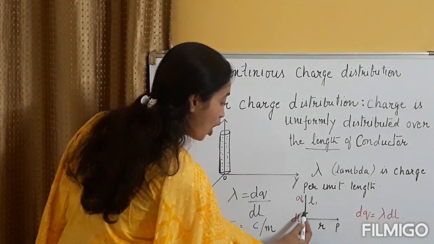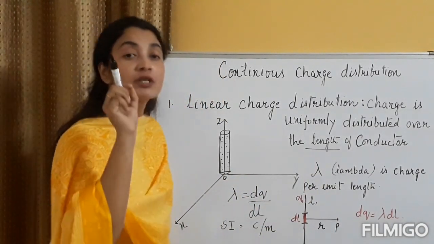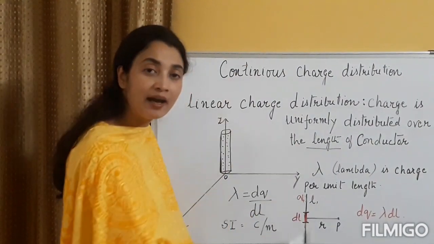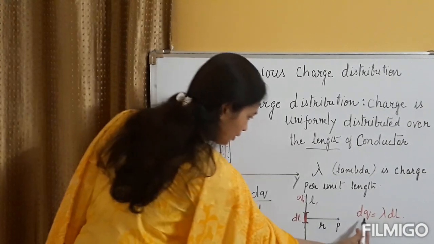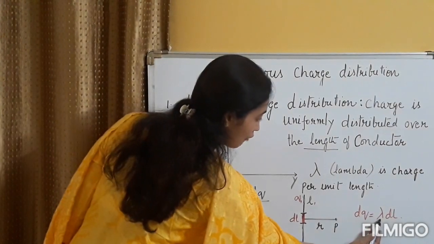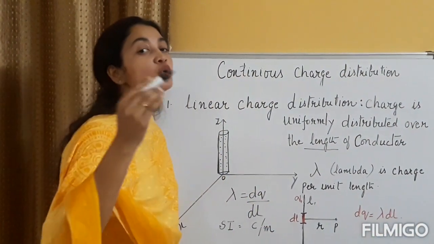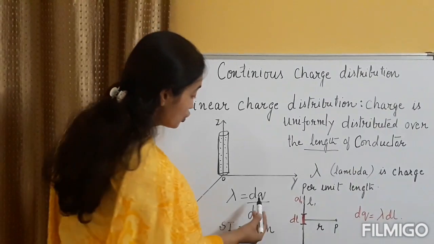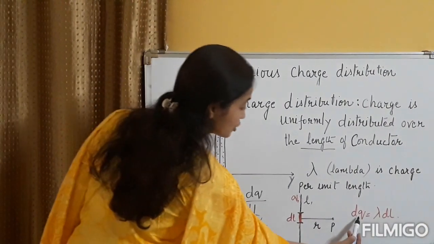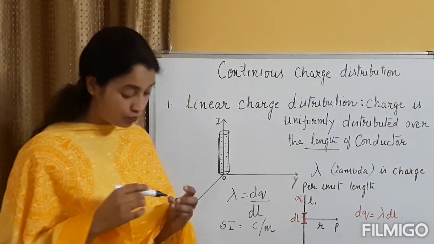And over this small length of the conductor, what will be the charge? Of course, the charge will be small dq, because charge q is distributed over the entire length. So, small charge dq is the product of lambda into dl, charge per unit length into the small length. So you get small charge as lambda dl. This is how we can get the expression for charge.